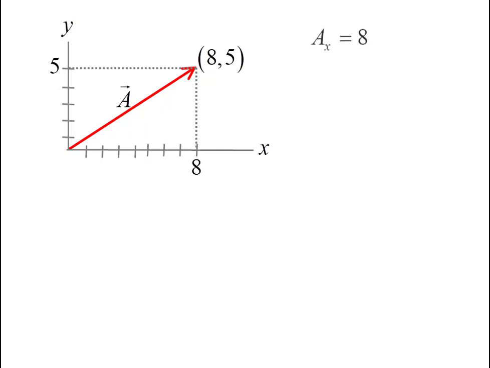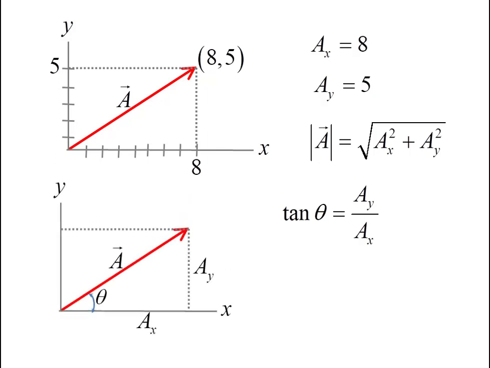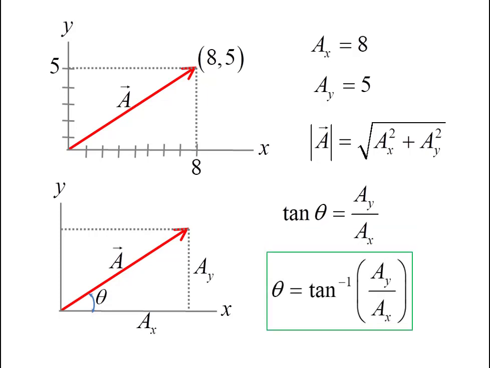And therefore, we write Ax as 8, that is called the x component of our given vector, and Ay is equal to 5. And the magnitude of the vector is the square root of Ax squared plus Ay squared, in this case 8 squared plus 5 squared, taken under the square root. If you want to determine the angle, tangent of theta is equal to Ay divided by Ax, where this is actually the angle theta. The angle theta is the angle between the positive x-axis and the given vector A. Theta is therefore the tangent inverse of Ay divided by Ax.